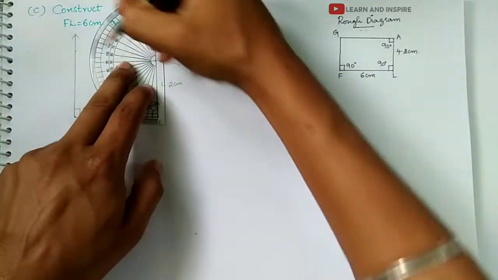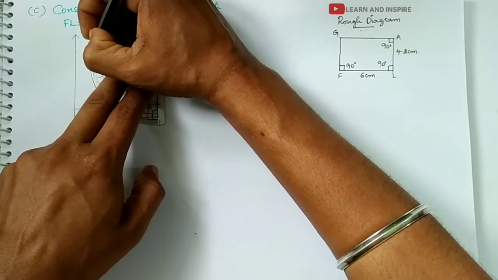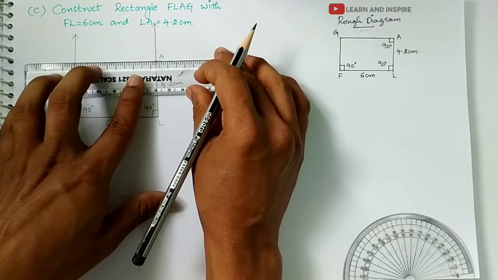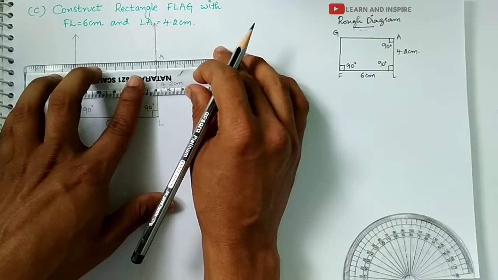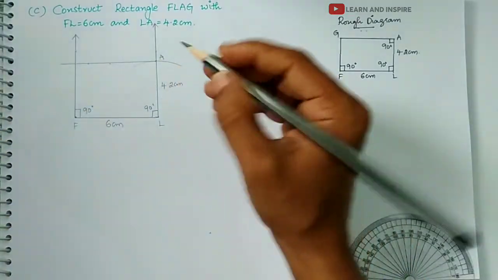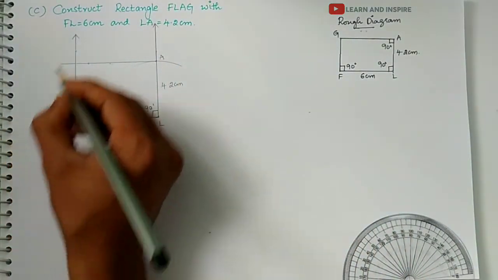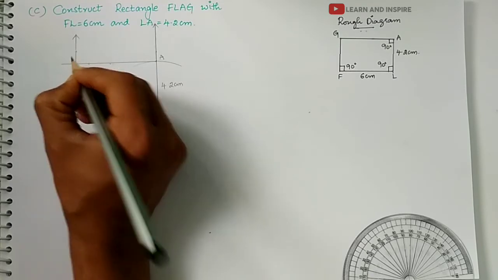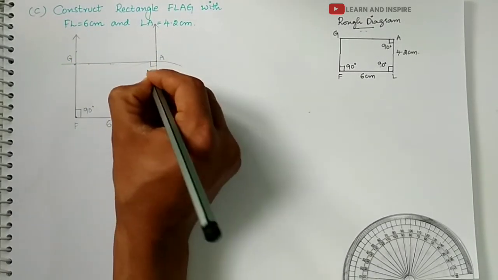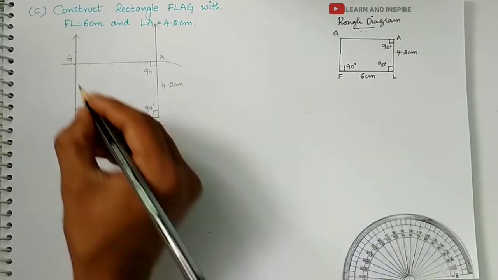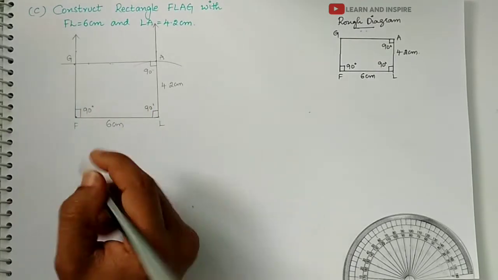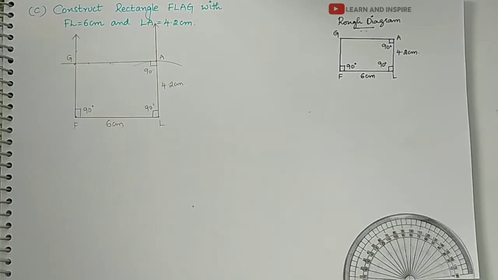we have to construct an angle of 90 degrees and draw a ray to intersect this point as G. This is 90 degrees. So FLAG is the required rectangle. Understood? So we write the steps of construction.